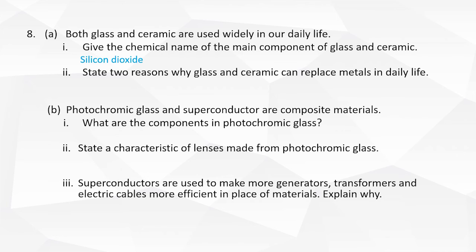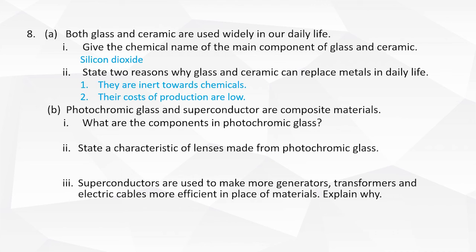Next, state 2 reasons why glass and ceramic can replace metals in daily life. The first reason is they are inert towards chemicals, so they are safe to be used, since they will not undergo any chemical reactions which may produce substances harmful to health. Next, their production costs are low, so they can be produced on a larger scale.